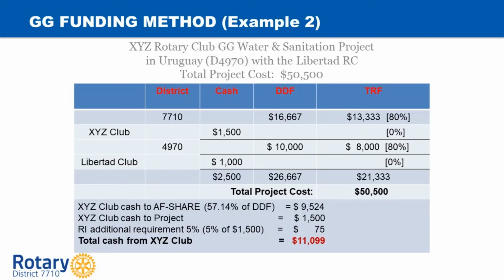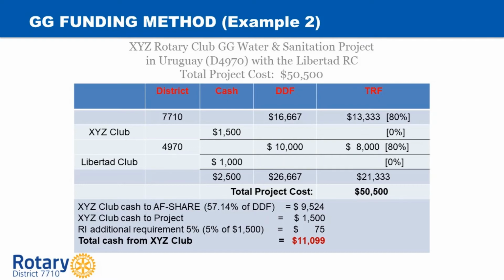For the purpose of this example, I'm going to assume that there is a club called XYZ Club in our district, and they want to do a global grant involving water and sanitation in Uruguay. The Uruguay district is District 4970. The host club will be the Libertad Club in Uruguay. The total budget for the project is $50,500.